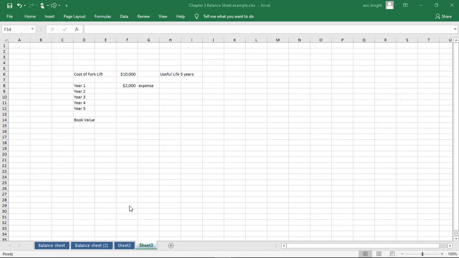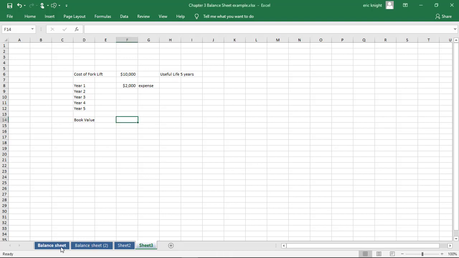The cost of the forklift is $10,000. We can't take that $10,000 as an expense in the year in which we bought it, in the first year, because we're going to use it for 5 years. So we can only take the piece of that we used for that 1 year. So one out of 5 years is $2,000 as our expense. So the expense is $2,000 for that year.